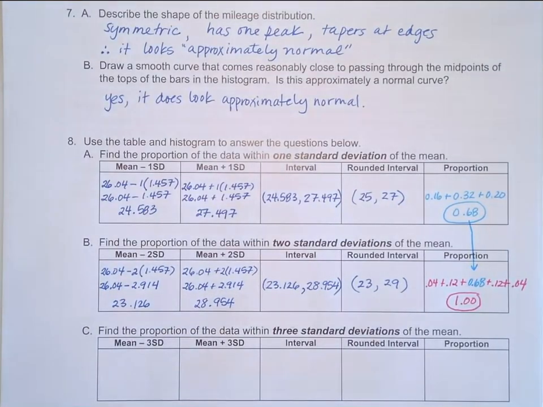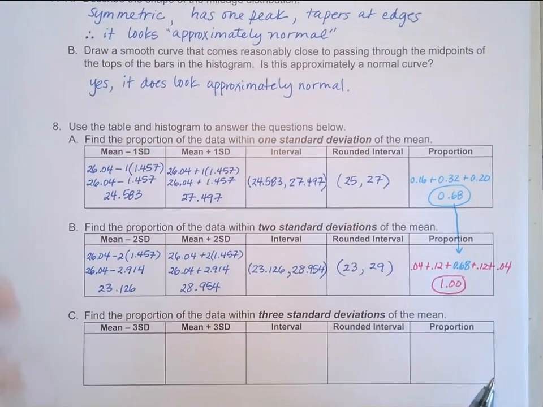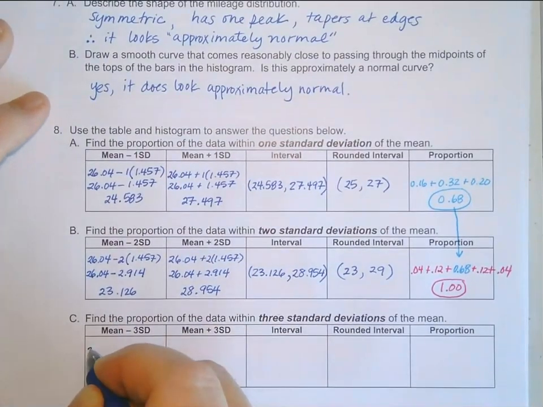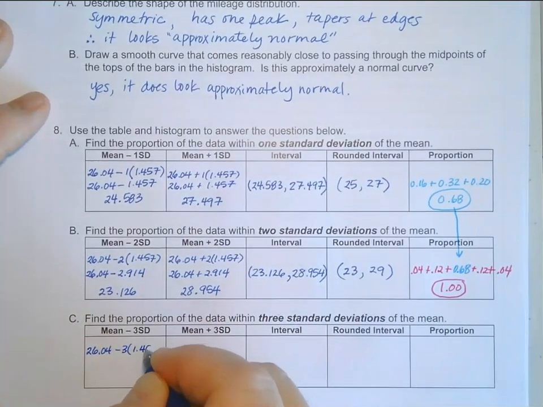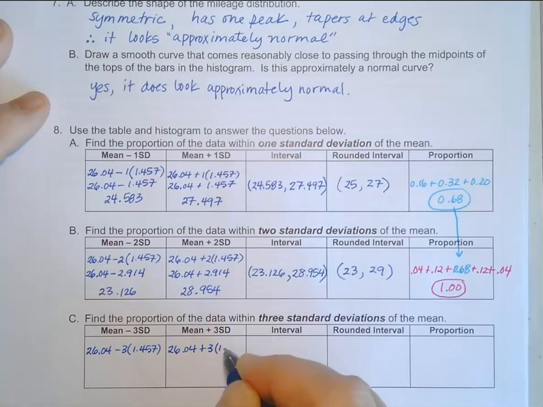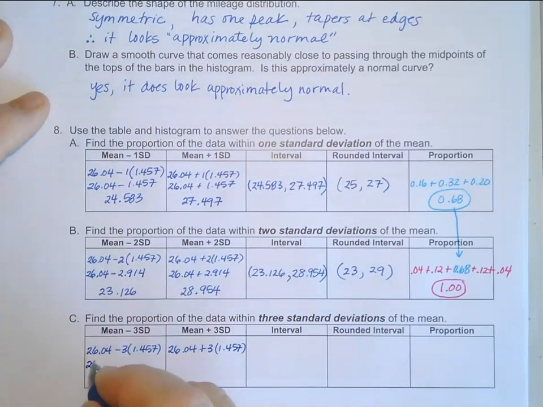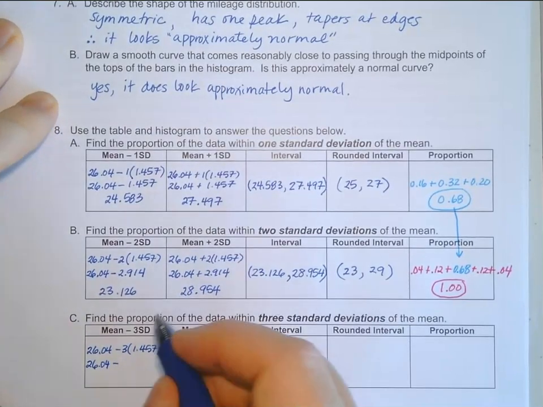Now sometimes we'll even go a third standard deviation out, and so you can see that that's what we do in this last section. So that would be the mean, which is 26.04 minus 3 standard deviations. So 3 times that 1.457. So this will be 26.04 plus 3 standard deviations, 1.457. So get my calculator, and when I multiply 3 times 1.457, I'm going to get 4.371.